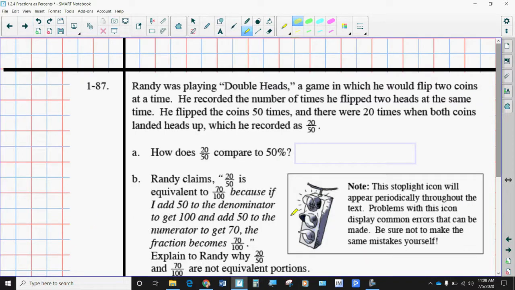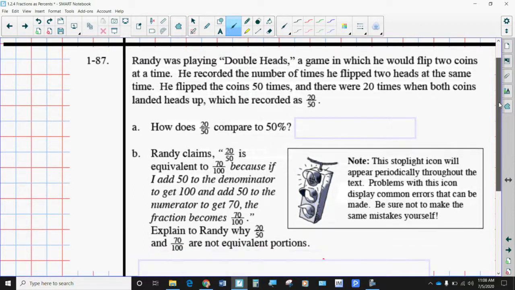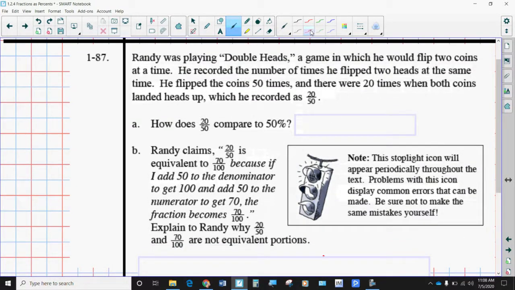All right, this is an example of a stoplight problem. I think this is the first stoplight problem we've had in 7th grade so far, so I want to be clear with you. Stoplight problems are showing a very common mistake that students make. And if you can see the common mistakes people make, understand why they made the mistakes and what they were really supposed to do instead, that's a very powerful learning tool.